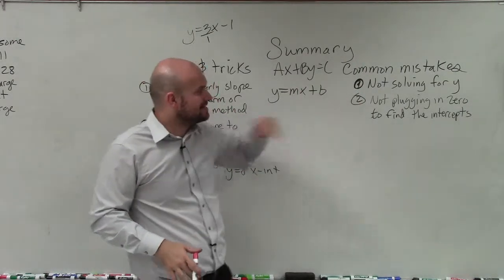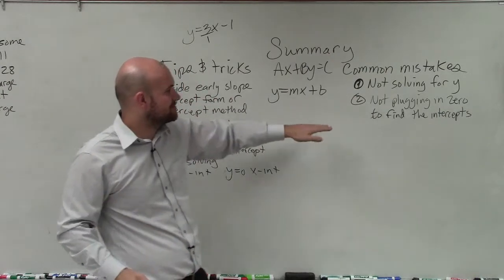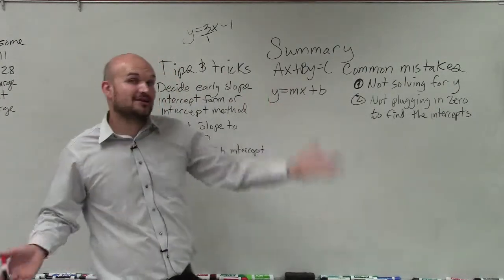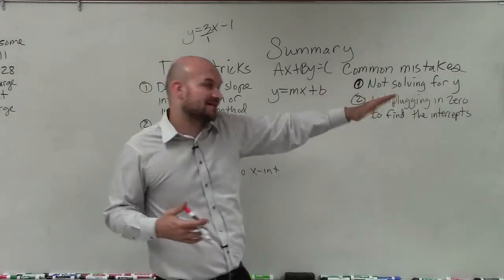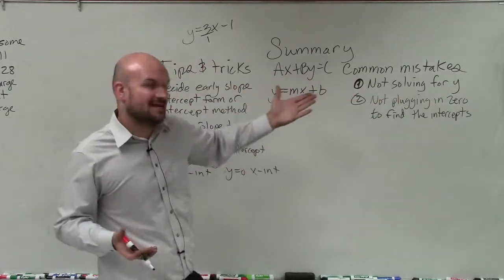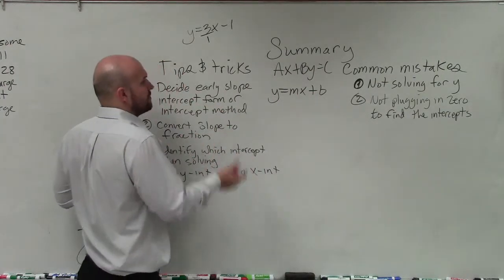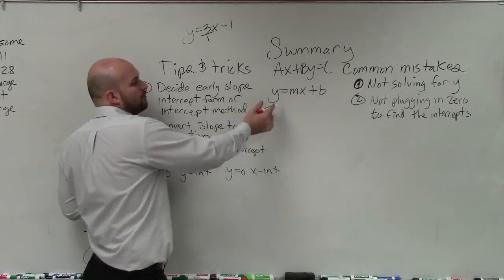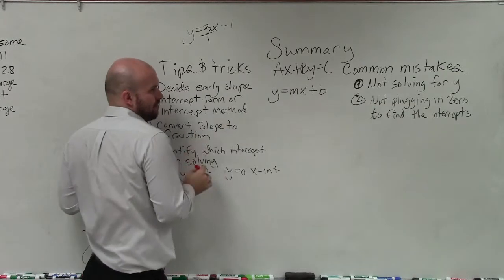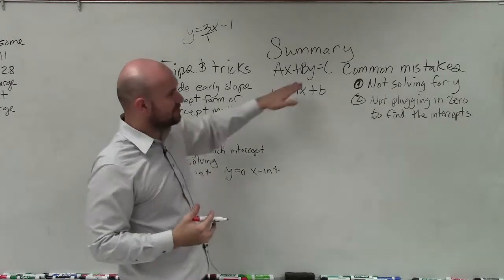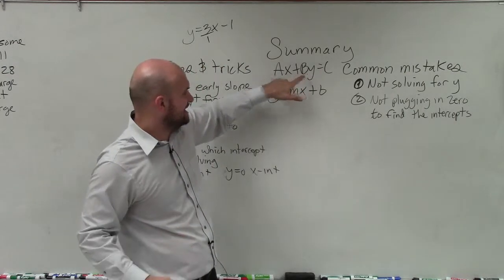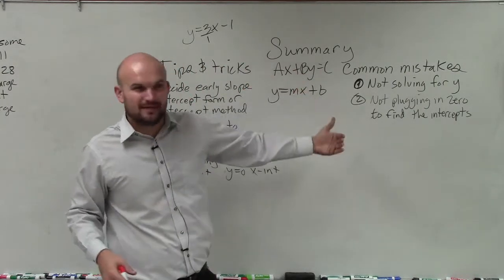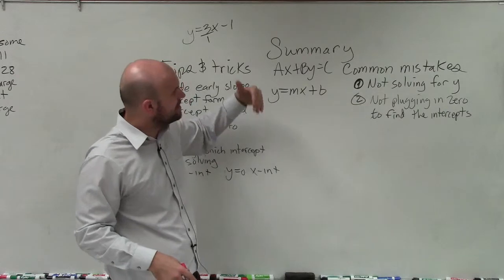Some common mistakes I found: a lot of times when students were trying to graph this, they don't even solve for y. They don't really do either of them. They just plot points by these values a, b, and c. So if you're going to use slope-intercept form, make sure you solve all the way for y and put it exactly into this format. The next thing is graphing by standard form. A lot of times, again, students will say the x and y intercepts are the values of a and b, which they're not.